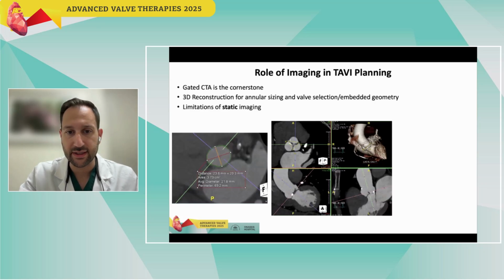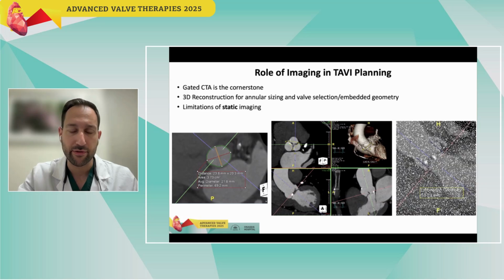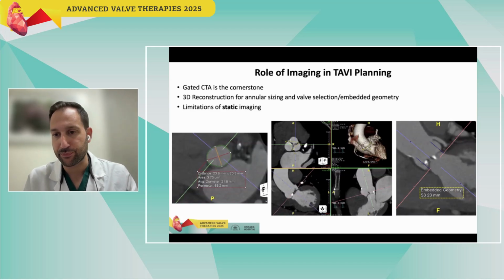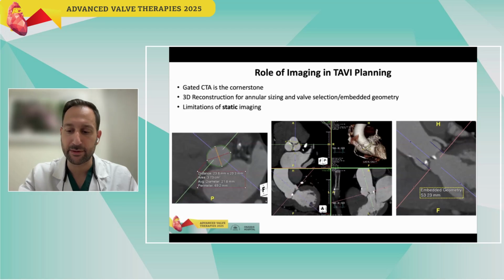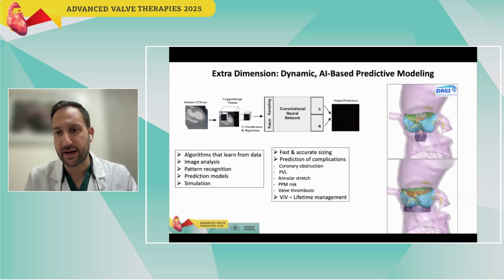Obviously, the CT angiography, the gated CTA, is a cornerstone for pre-TAVI evaluation in order to choose the right valve and the right size. However, as we all know, this approach has the disadvantage that it's a static approach. It gives us some static images, and sometimes it lacks the dynamic 3D perspective. So here come AI and simulation softwares that provide an extra layer of understanding of the anatomy.